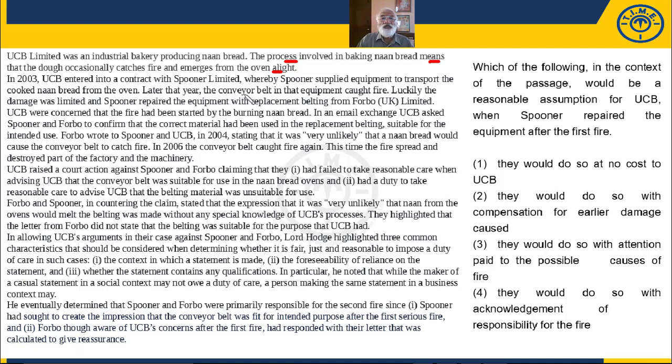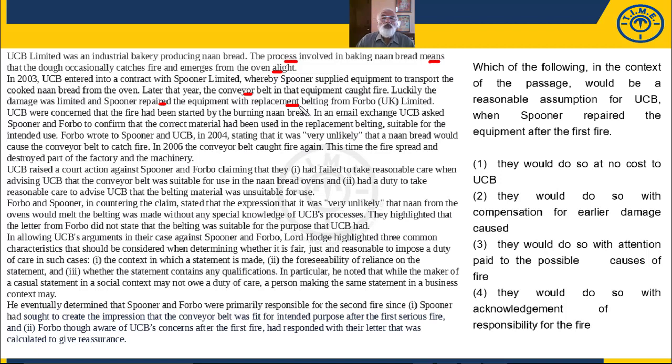Now, if Spooner had supplied equipment and the conveyor belt caught fire, what would you normally expect them to do when they repair the equipment? They would want to know what the reasons for the fire were. And having known what the reasons for the fire were, they would then repair the equipment with replacement belting. So obviously, UCB would have assumed that in repairing the equipment, these guys would have paid some attention to what was the reason for the fire in the first place. And then they would have established that, okay, we know what the reasons for the fire are, and now we will replace the belting, which means they would have understood what the process is and believed that this belting is probably quite okay, right?